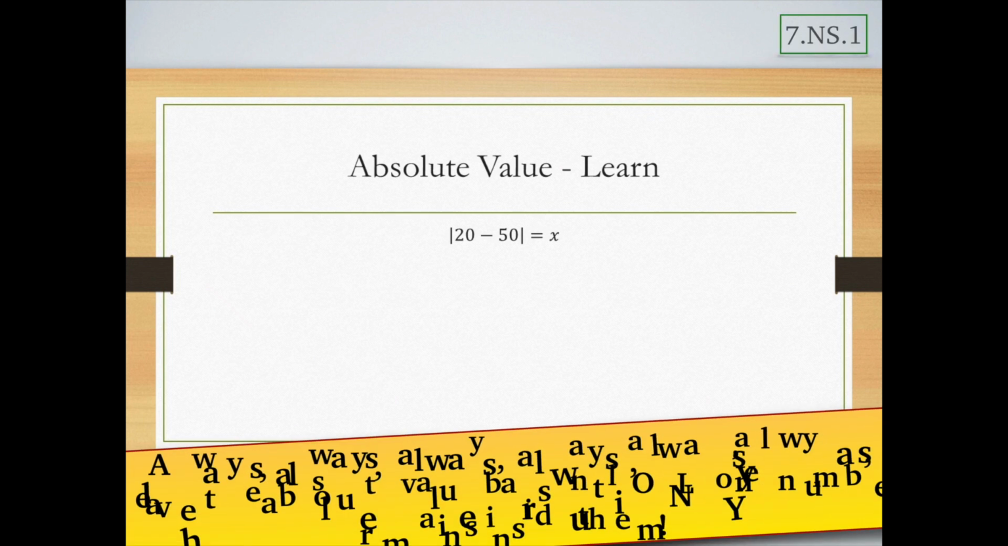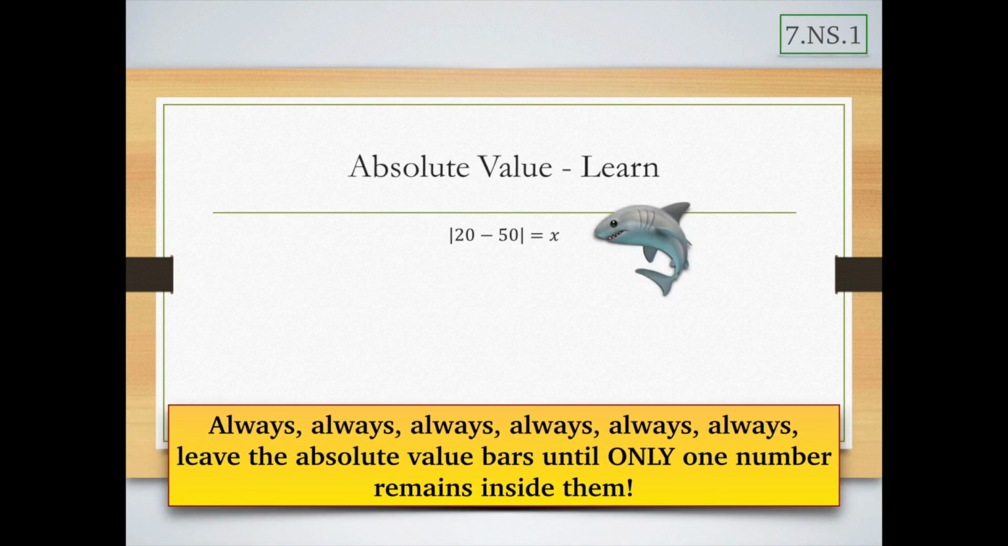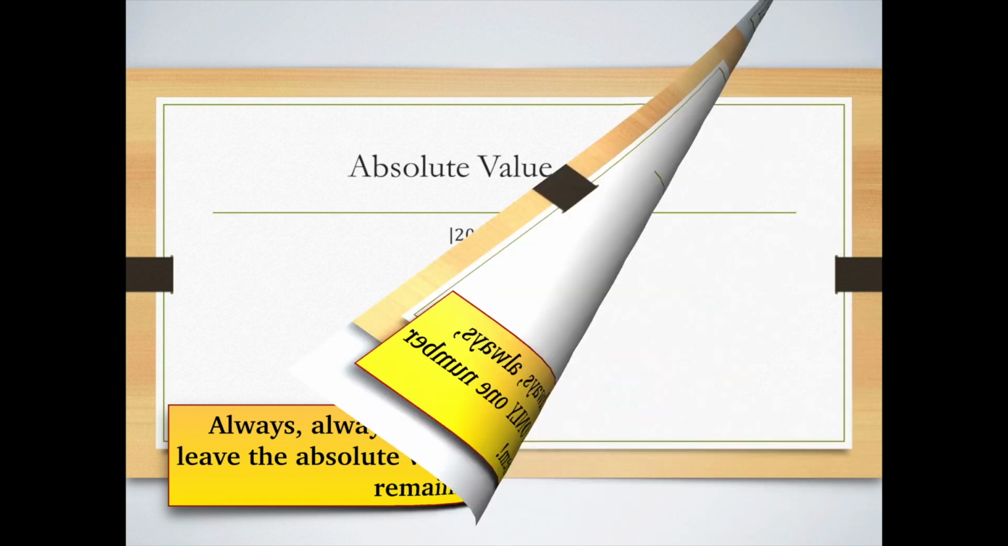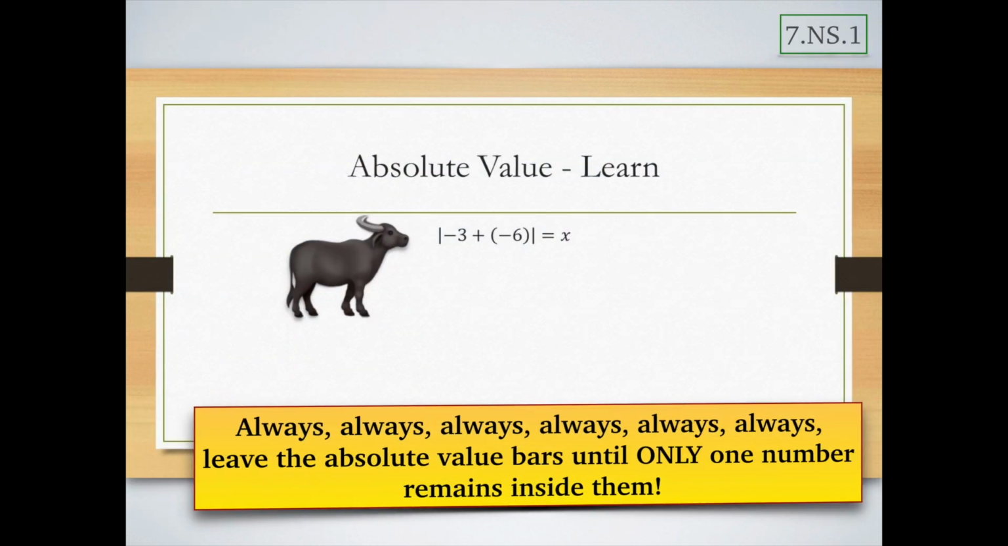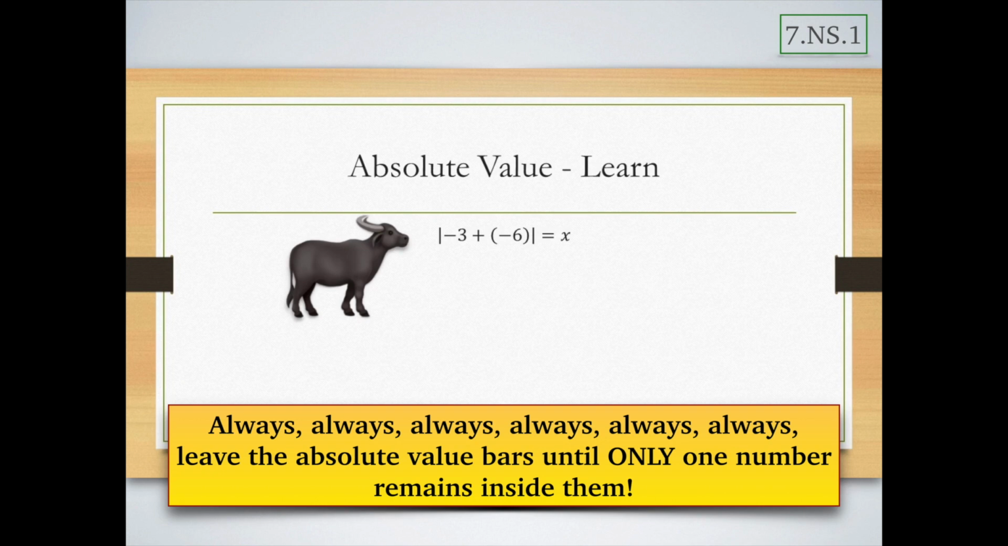I'm going to want you to solve this one as well. Same exact rule. Just find out what 20 minus 50 is, and you can use calculators if you need to, or hopefully you're great with integers and you know that 20 minus 50 is negative 30. Leave it in the absolute value bars and move on. This one is written as addition, negative 3 plus negative 6, but the absolute value of all of that. Solve what's inside the absolute value bars, leave the answer in there until you have one number, get the answer, and move on. Again, you can pause that right now and discuss if you need to.